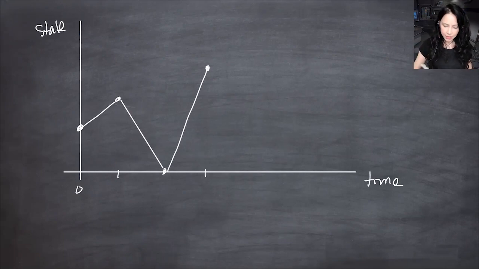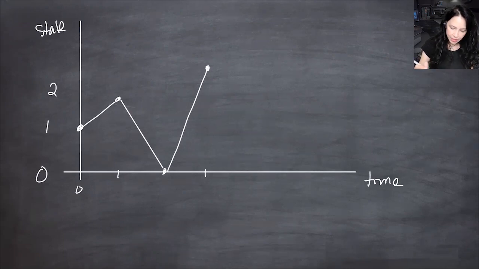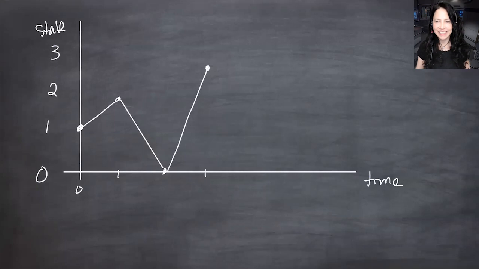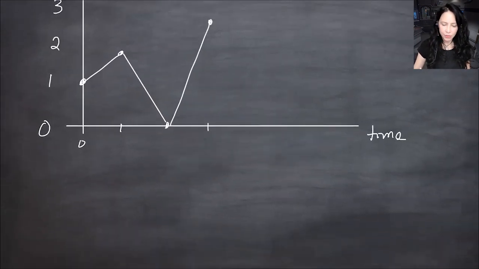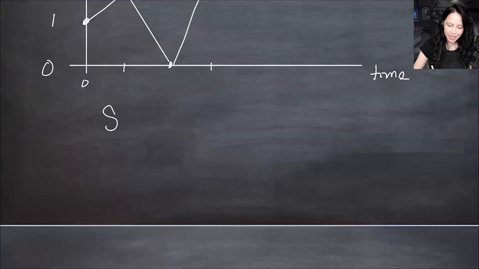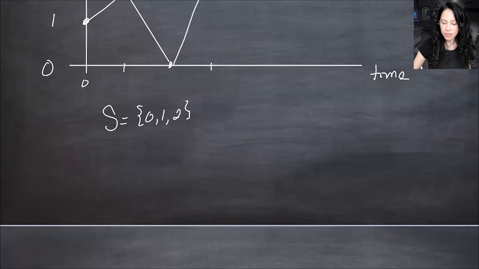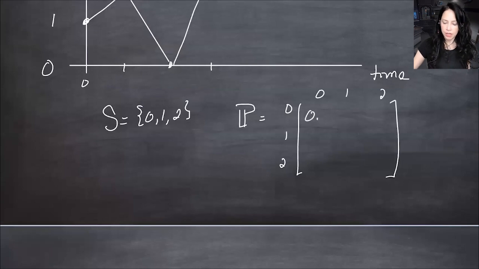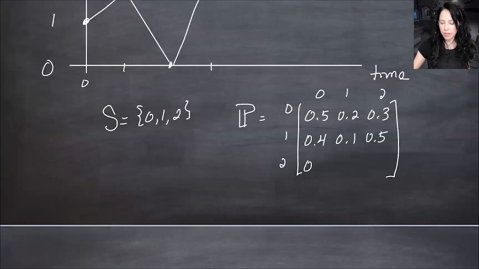I'm going to make this actually simpler. Let's say we have only states 0, 1, 2. I guess I have 3 in my picture. You know what? I don't want to have 3. So let's just imagine that the state space is 0, 1, and 2. And we have some transition probability matrix, 0, 1, and 2, 0, 1, and 2. And we've got some probabilities like 0.5, 0.2, 0.3, totally making these up, 0.4, 0.1, 0.5, 0.7, 0.2, 0.1.